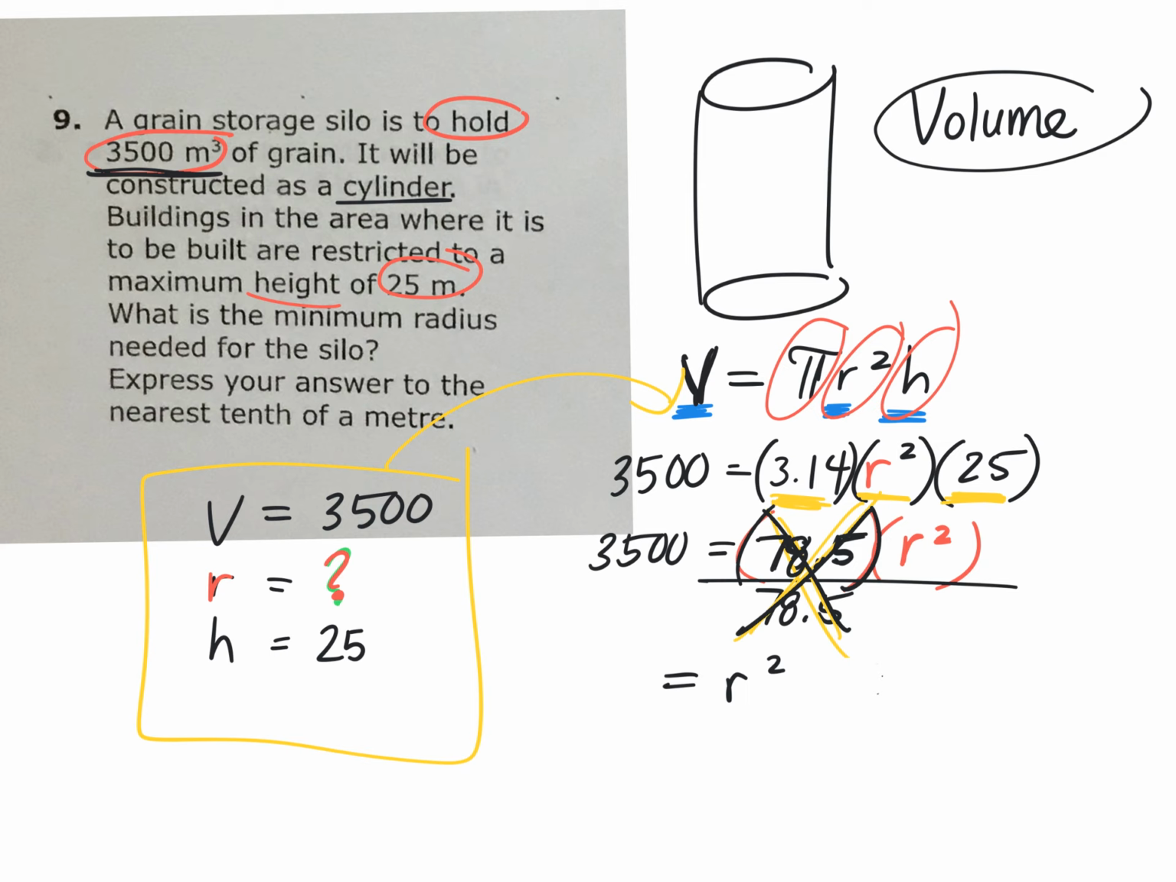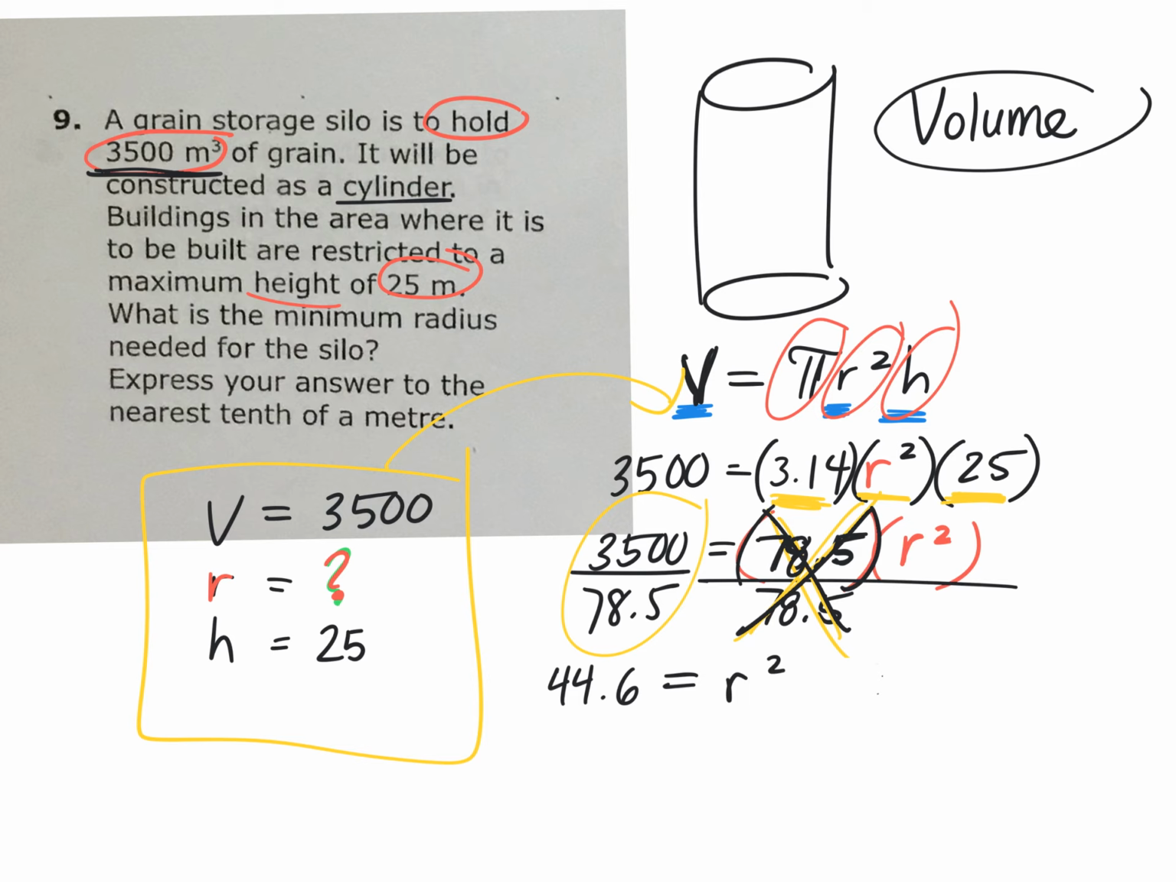If I divide the right side by 78.5, what do I have to do to the left side? Divide by 78.5. Yes. So you're going to do this now on your calculator. What's 3,500 divided by 78.5? We'll round it to one decimal place. 44.6. But that is equal to r squared.